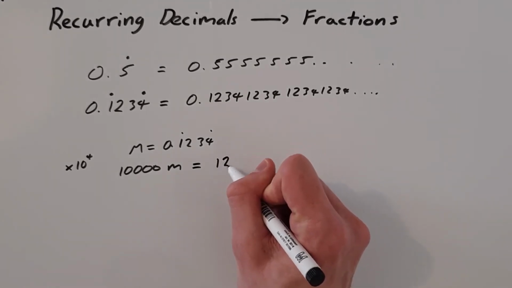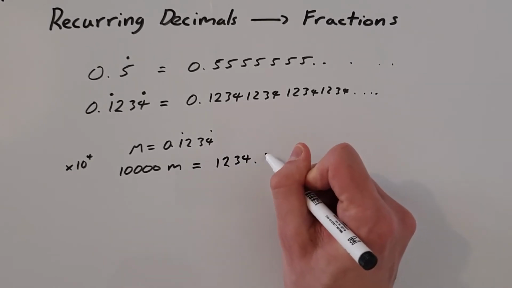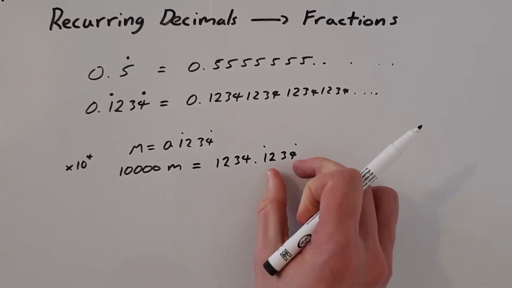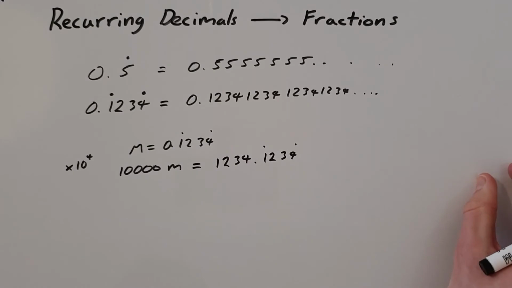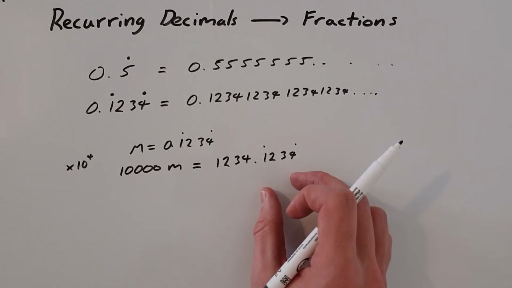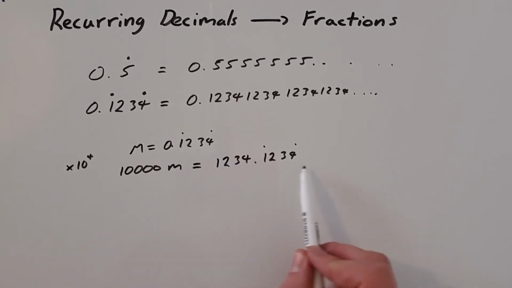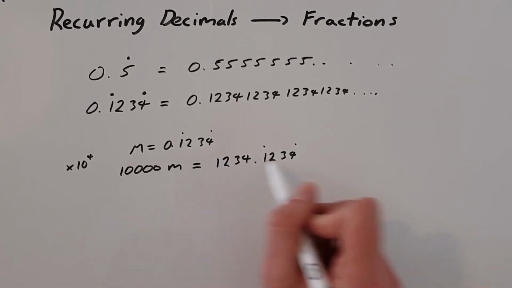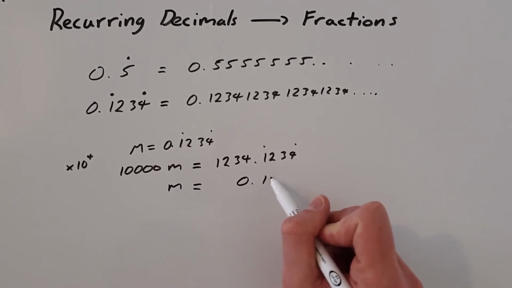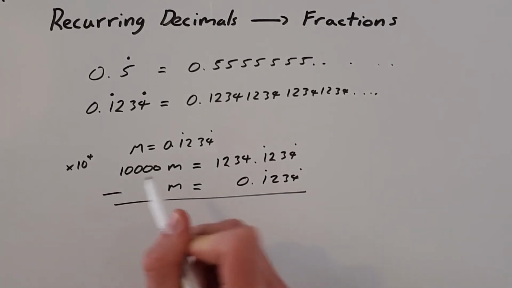So it would be 1, 2, 3, 4, point, and don't forget this is recurring, 1, 2, 3, 4, still recurring. This chunk goes on infinitely, so all we've done is moved one of these chunks to the other side of the decimal point. Now we're going to subtract our original equation from our new equation. We'll leave this one there and write underneath it m equals 0.1234 recurring, and we want to subtract these.